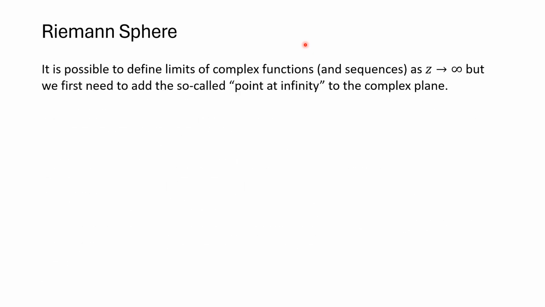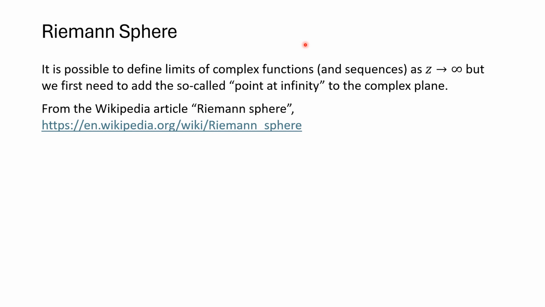Okay, so far we've been talking about the limit approaching a given complex number. We haven't talked about the limit as z approaches infinity. We know from calculus that that's quite common, that you have x approaching infinity, and sometimes the limit does exist. For example, the limit of 1 over x as x approaches infinity is 0. So what we need to do first, before we talk about that, is to extend the complex plane to include what's called the point of infinity.